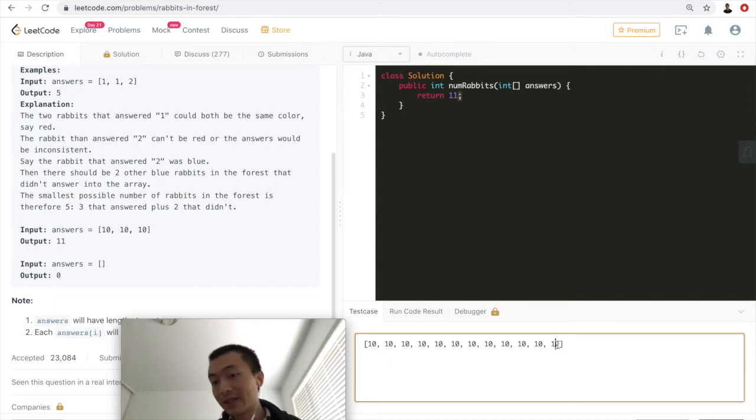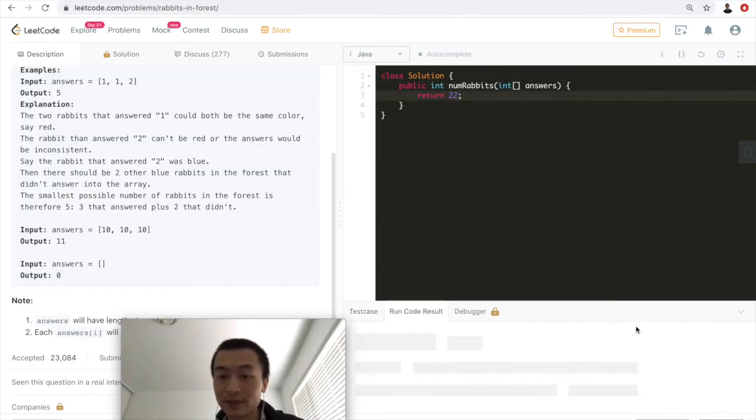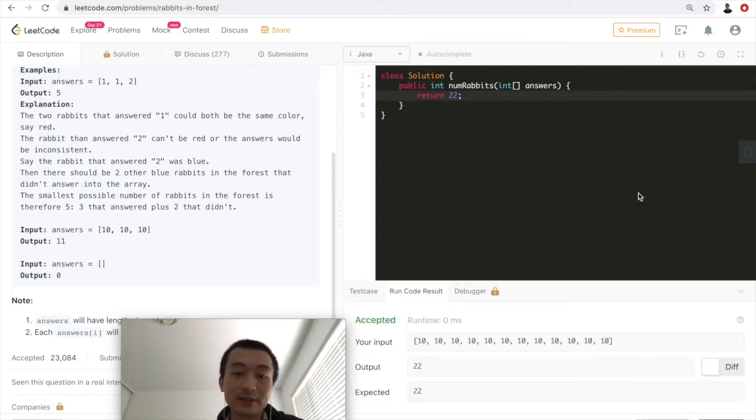Second layer of the meaning is that it means there are 10 more rabbits of the same color. They are my peers. They're in the forest. I'm not sure if they answered the question or not. That means it's going to be another 10 rabbits in the forest. So this means another 11 rabbits, right? So the correct answer to this one should be 22. Let me change it to 22 and should still be accepted. Accepted, right? I hope this makes sense.